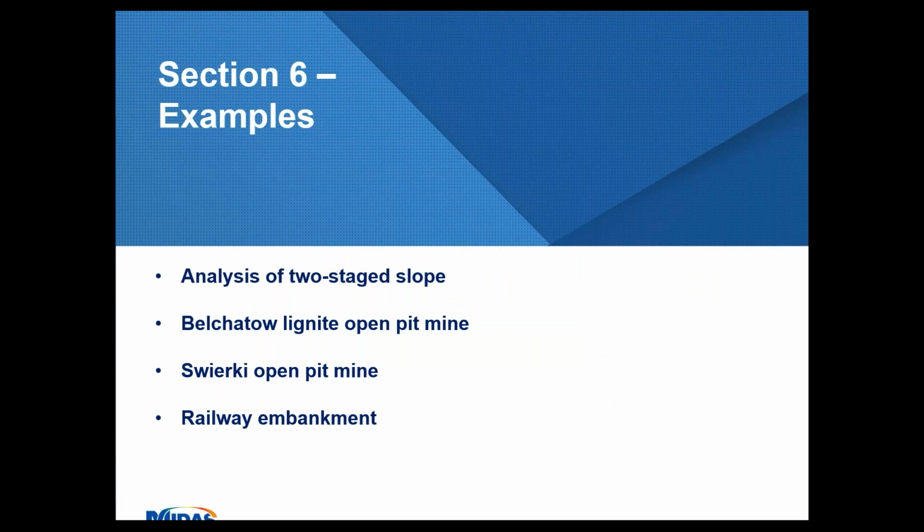Okay, and now some examples. First will be about analysis of a two-staged slope, because if we are analyzing complex geometry in finite element method, there is a problem with finding the slip surface with the lowest factor of safety of the overall slope, overall model.